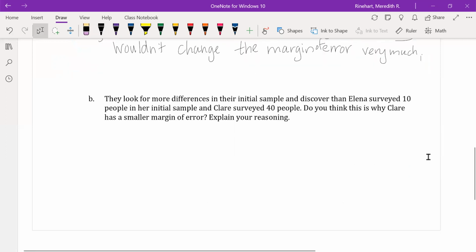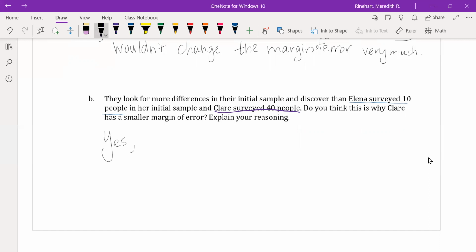They start to look at more of the differences in their initial sample, and Elena says that she used 10 people in her initial sample, and Claire surveyed 40 people. So now we can see the difference in their sample size. Elena has a much smaller sample size than Claire's larger sample size of 40. This is why Claire has a smaller margin of error.